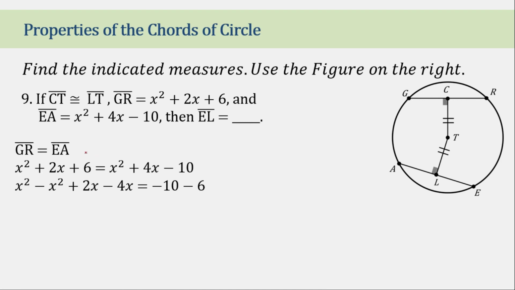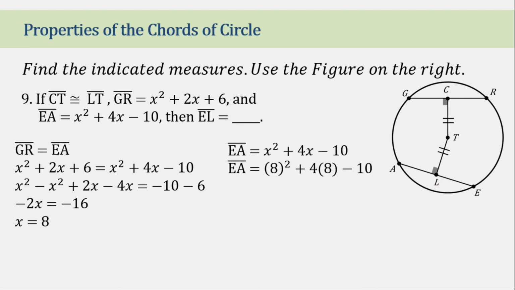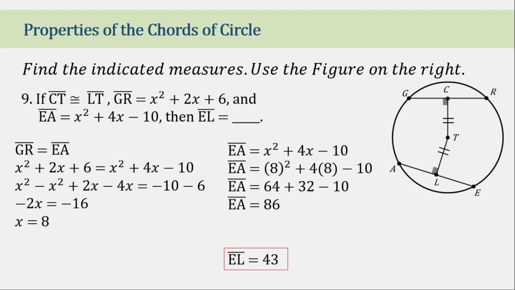Now all we need to do is to simplify all of this. Let's subtract x squared on both sides and manipulate this. So we put this on the other side, and they cancel out each other. Then 2x minus 4x gives us negative 2x, then negative 16. Divide both sides by negative 2, which is x equal to 8. Now let's substitute 8 into the value of EA because we need to know the value of EA for us to know the value of EL. So we have 8 squared is 64, 4 times 8 is 32, minus 10. That gives us 86. So all of this from E to A is 86, then half of it is the measurement of EL. Therefore, EL is equal to 43.